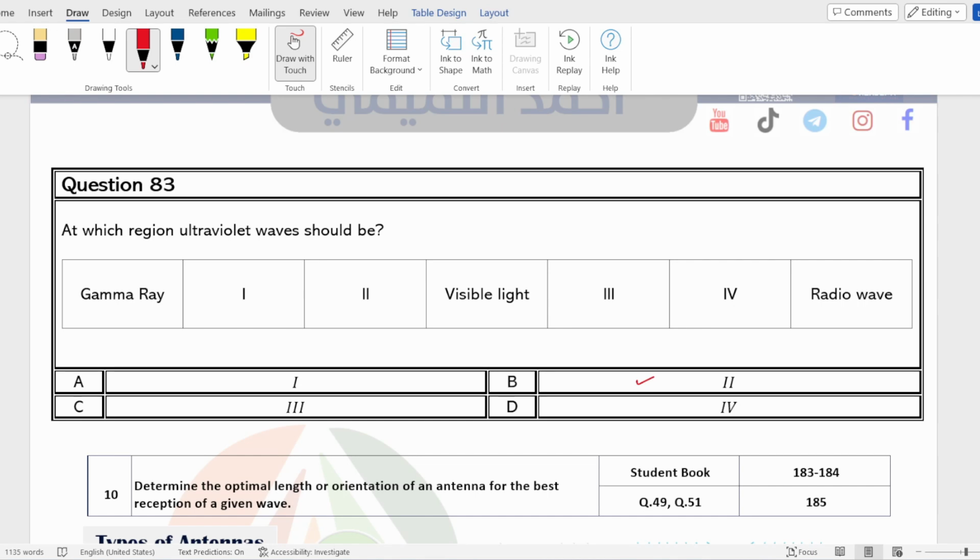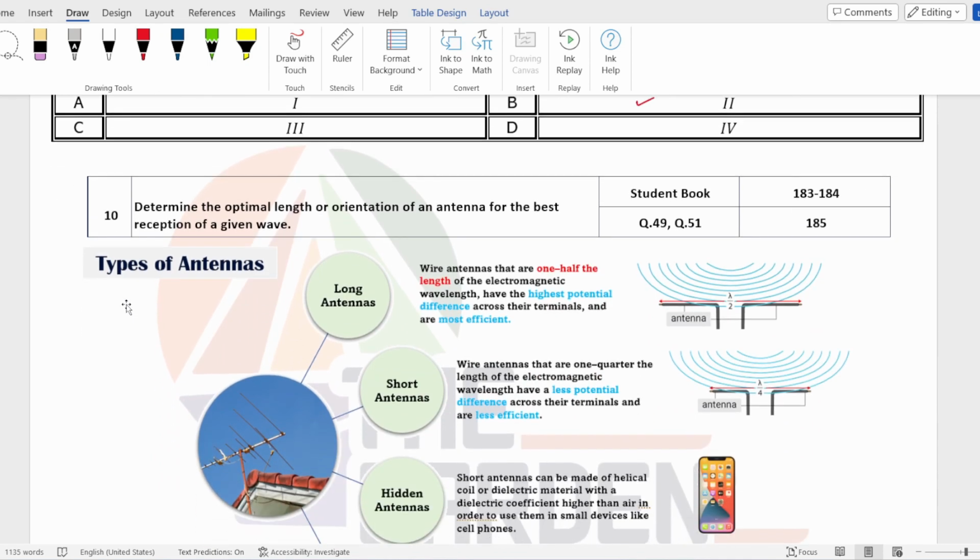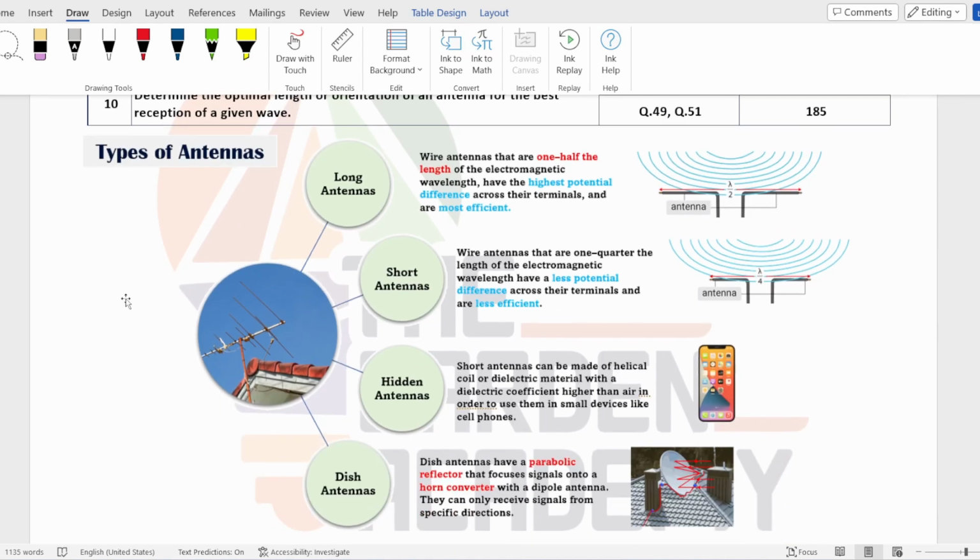Now let's go to question 10 in the EOT coverage, which is basically the last part we have of lesson 3. Determine the optimal length or orientation of an antenna for the best reception of a given wave. Now we will talk a little about antennas and types of antennas before we dive into the questions. We have 4 types of antennas: long antennas, short antennas, hidden antennas and dish antennas. We will focus on the first two, the long and the short antennas.